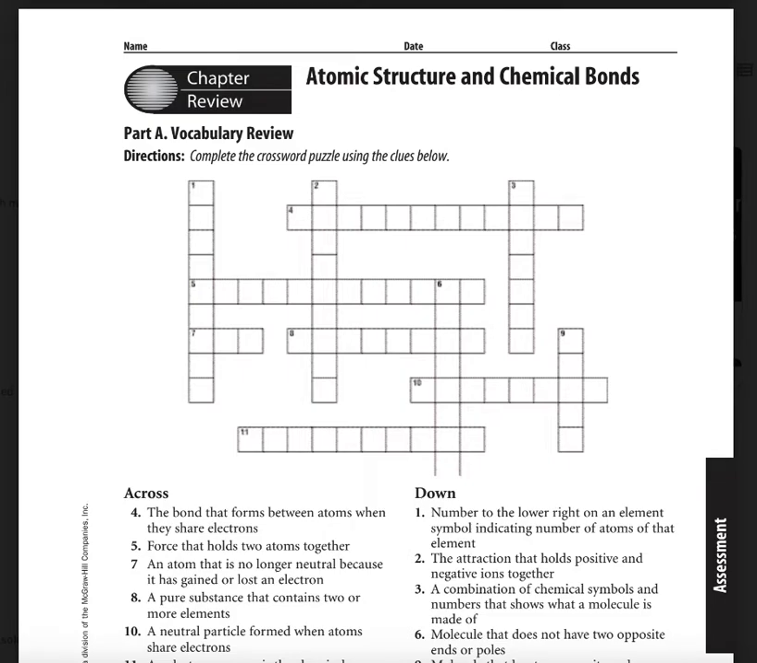Today we're going to review Chapter 6, the atomic structure and chemical bonds. This is your review and also your assessment for the chapter.